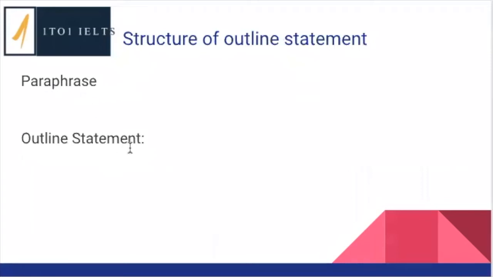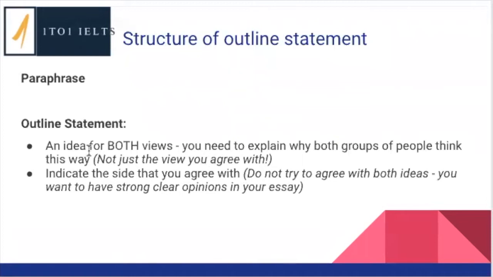Paraphrase is always a paraphrase, but the outline statement, what goes into our outline statement? What things are we outlining? People have already said, okay, so ideas. How many ideas do we have to mention? Excellent, yeah, 2 ideas. And we already said about opinion. So we want an idea for both views.